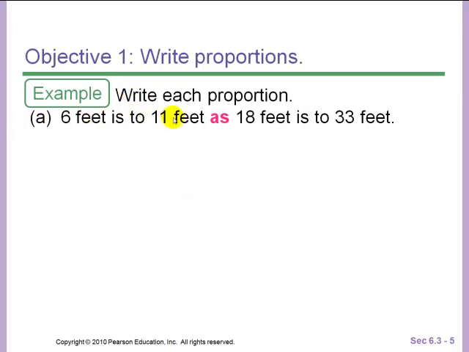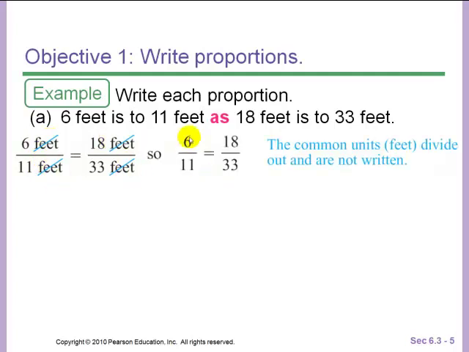6 feet is to 11 feet as 18 feet is to 33 feet. Our first ratio is 6 feet is to 11 feet, so that's 6 over 11. Our second ratio is 18 is to 33 feet. Since they have the same unit, this is a ratio and our units cancel out. And we will write our answer as 6 is to 11 as 18 is to 33.